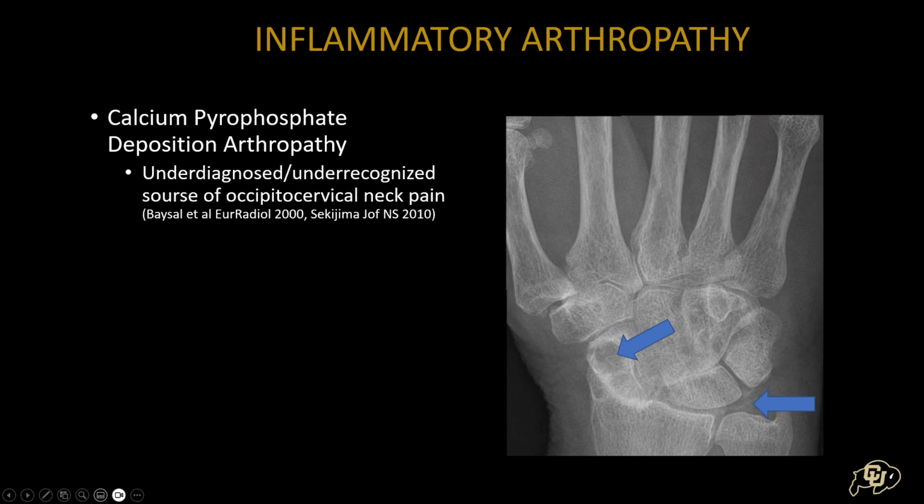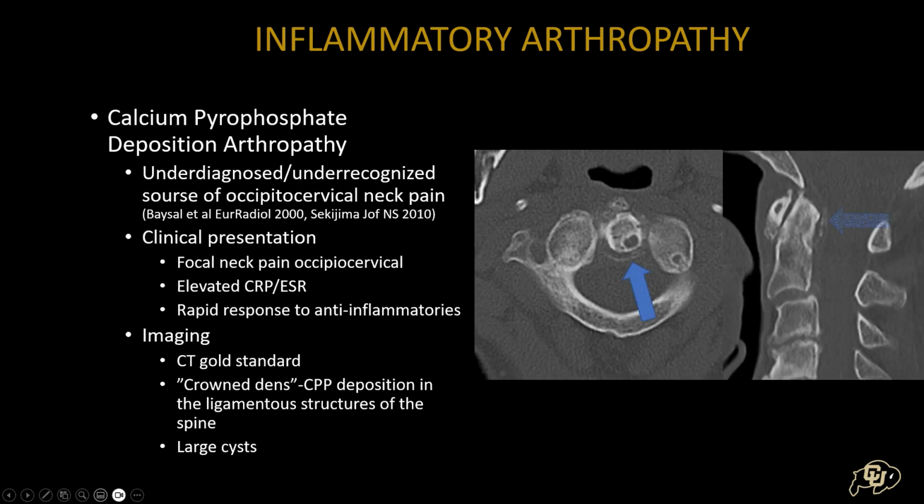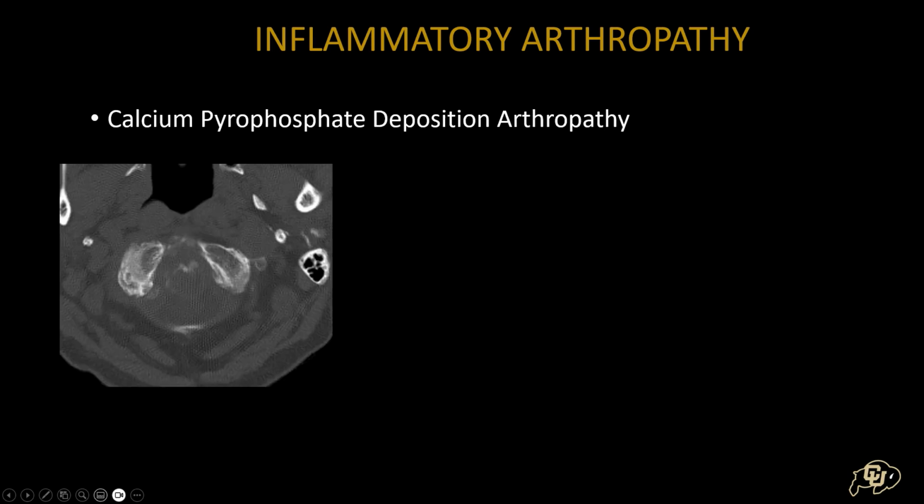So CPPD involvement in the spine is considered to be an underdiagnosed, underrecognized source of occipital-cervical neck pain. On imaging, we have this classic kind of gold standard crowned dens appearance, which is this linear CPPD that is in that alar ligament around the dens. But don't underestimate the importance of seeing these big cysts to kind of cinch that diagnosis. And also, don't underestimate how big these things can get.